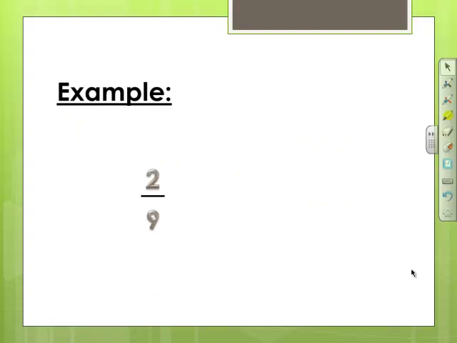For example, we have 2/9 and 5/9. Here we have the same denominator, 9 and 9. So we look at the numerator. We have 2 and 5. 5 is more than 2, so 5/9 is more than 2/9.